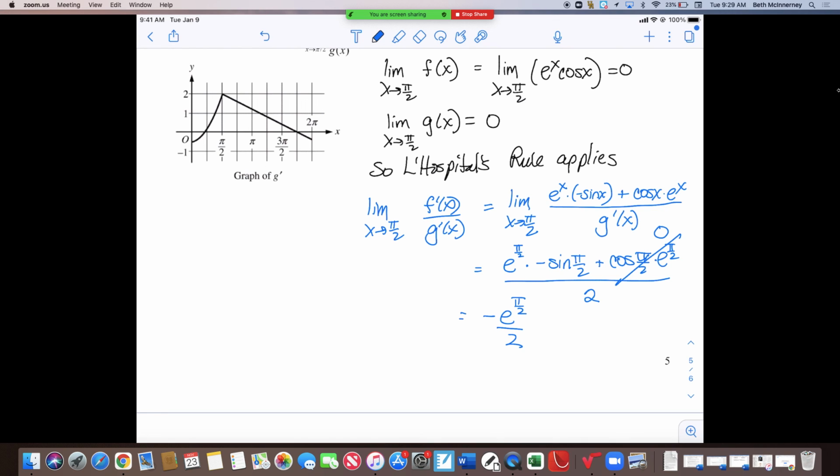So that was one part of a free response question. Do you see all that? And so they did put L'Hopital's rule on the free response.